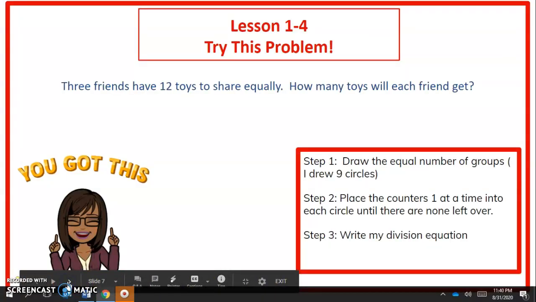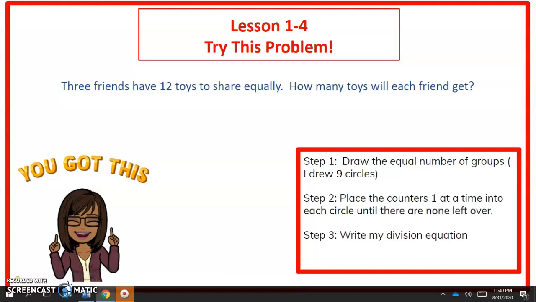At this time, take a moment and get out your whiteboards and try this problem. Pause the video to draw it. Use the steps that I took to solve the problem. Draw your equal number of groups, place the counters one at a time into each circle until there are none left over, and then write your division equations. Pause the video at this time. Remember, guys, you got this.